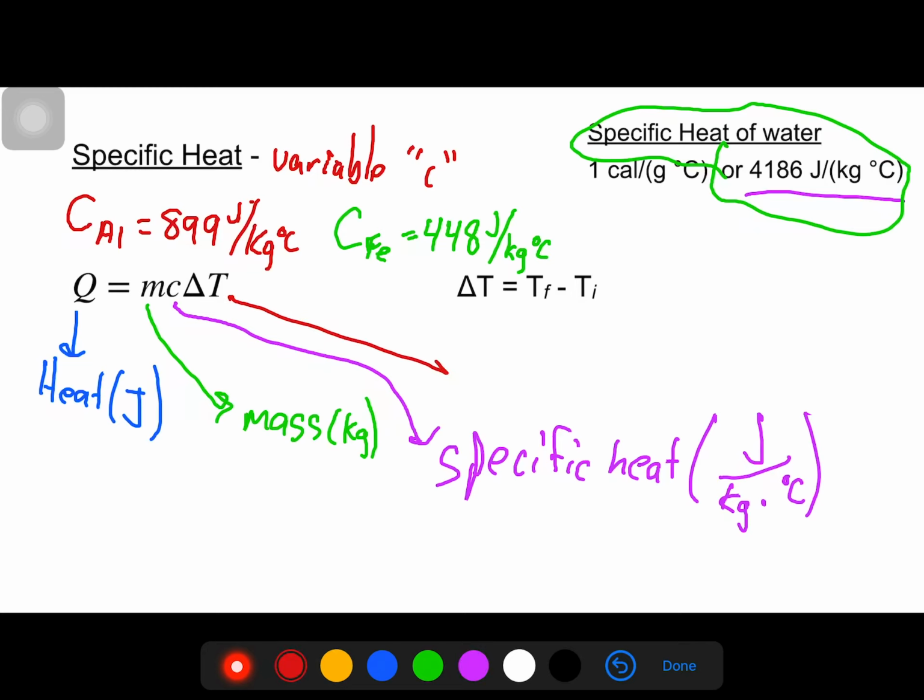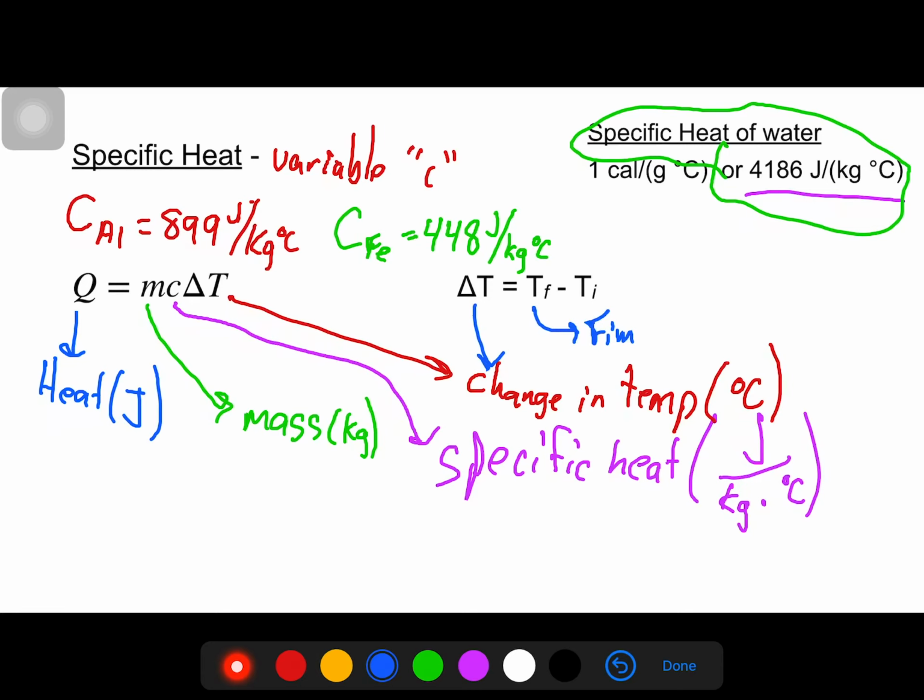And then last, we have our change in temperature. The reason we're going to use change in degrees Celsius is because our specific heat value is in degrees Celsius. And how do we determine that? We use this equation: my change in temp is equal to my final temp minus my initial temp. And that's how we can calculate heat lost and heat gained.